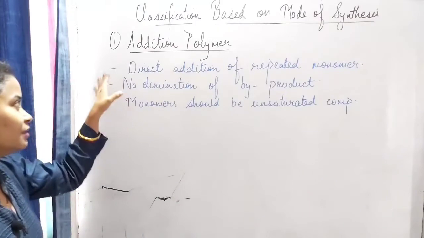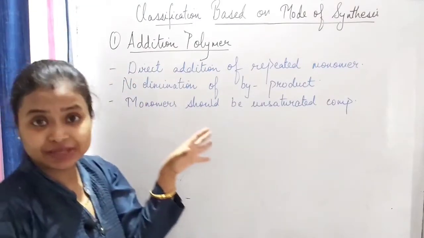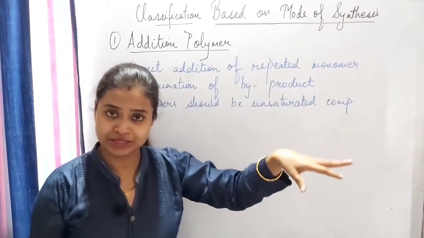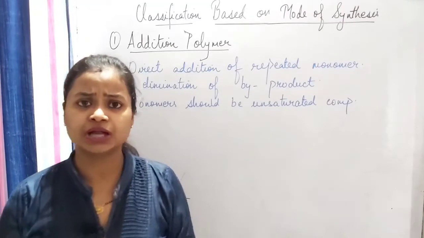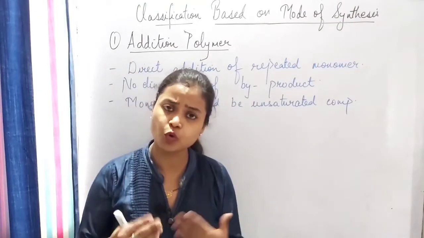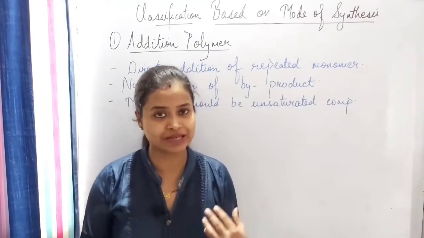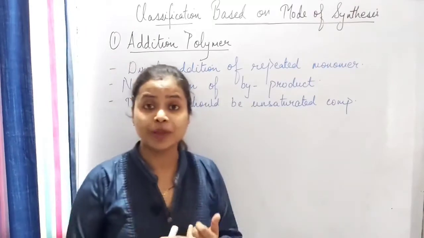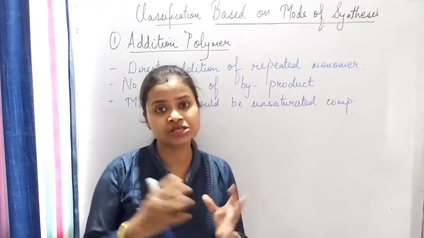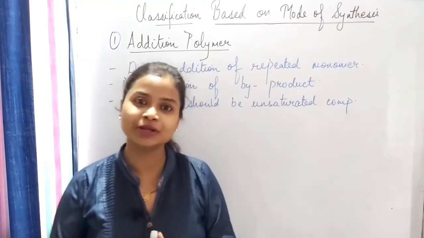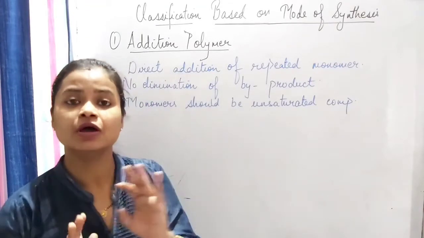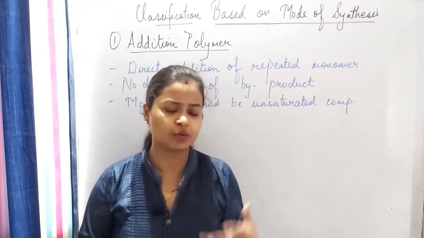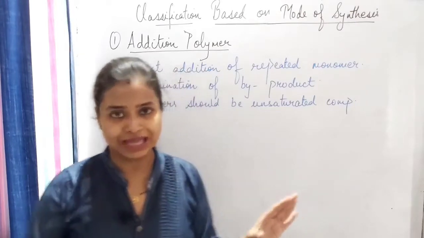Okay. Now, over here, see what are the main criteria for addition polymer. First, direct addition of repeated monomer is occurring. Okay, that is the monomeric unit are directly getting added up. Fine, so many n number of monomeric units will get added up. Okay. Second is no elimination of byproduct. When, as I told, that direct addition is happening. So when direct addition of monomeric units is occurring, so no elimination is there. That is any sort of byproduct like HCl, H2O, alcohol, etc. No, it is not getting eliminated.